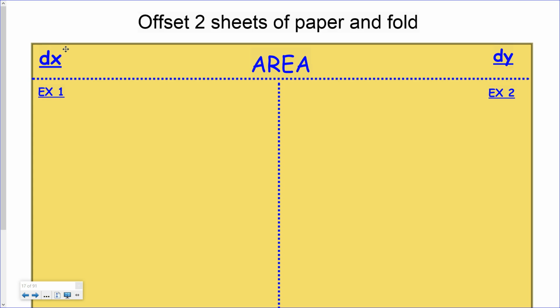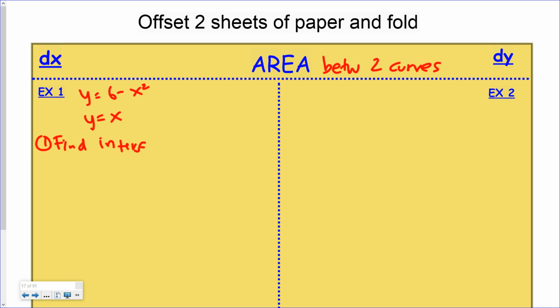I think I typed into your problem on this side already, right? So your problem is going to be y equals 6 minus x squared and y equals x. What we're going to do is find the area, and I wrote area for you, but it's really the area between two curves. So just FYI, that's really what we're doing. Area between two curves, technically. The first thing we're going to do is find the intersecting points. You'll see why in a second.